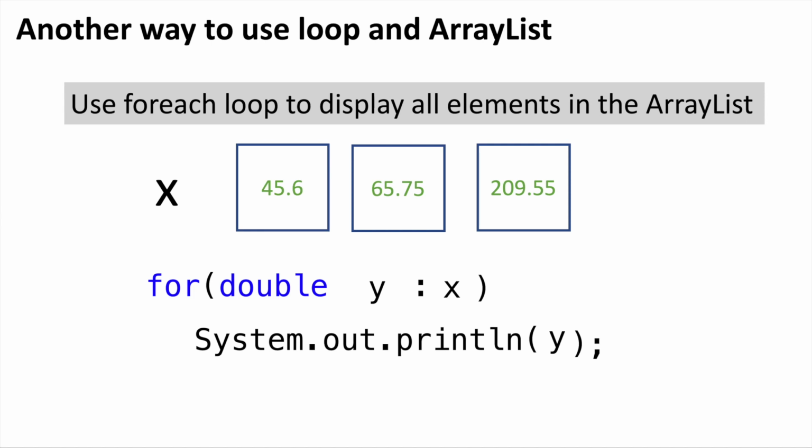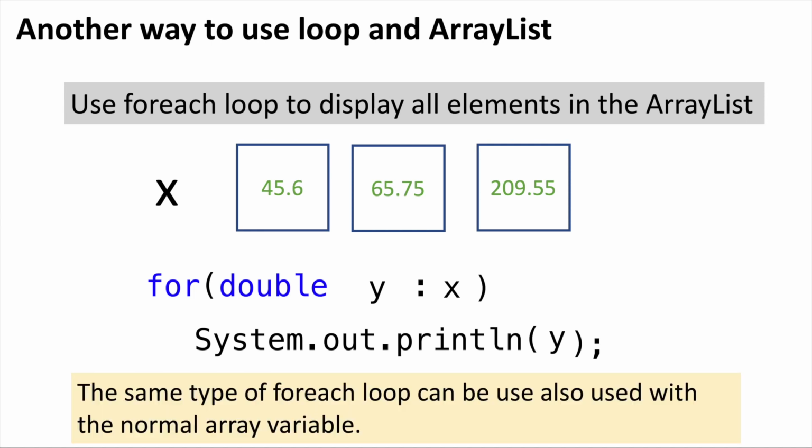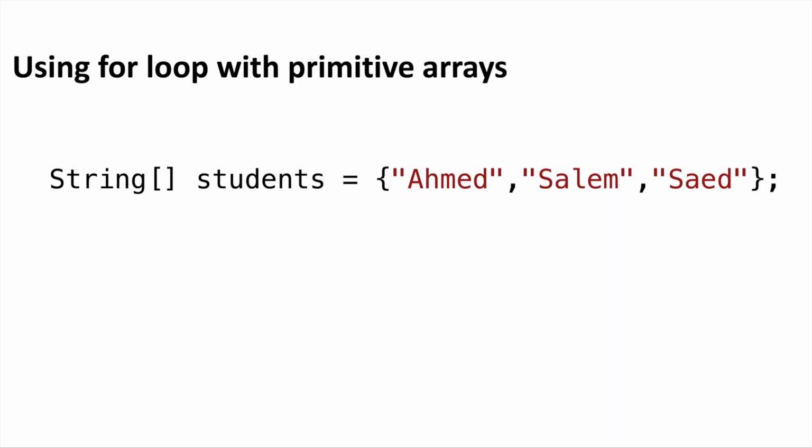So for double y and x, or you can read it, for each y in x, do the following. So for each y in x, print y. So first time you print y 45.6, and then you continue. The same for each loop can be used with the normal array that we used before, the primitive array, and I'll show you an example here.